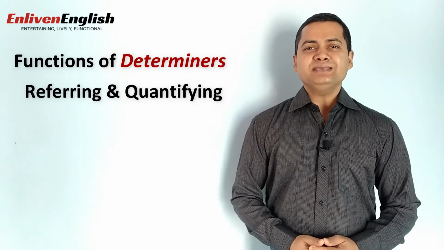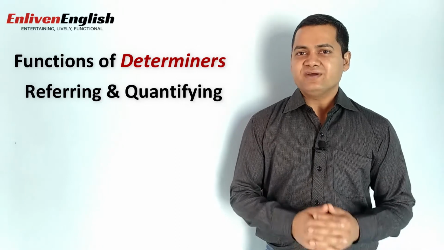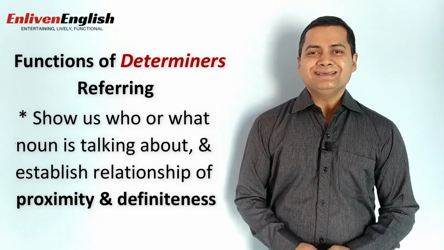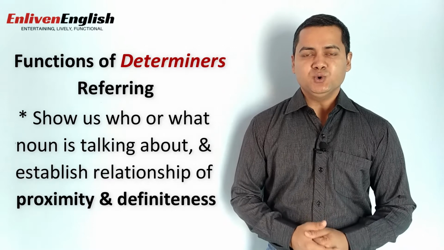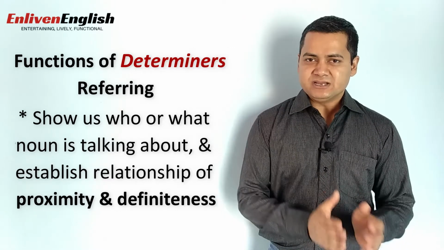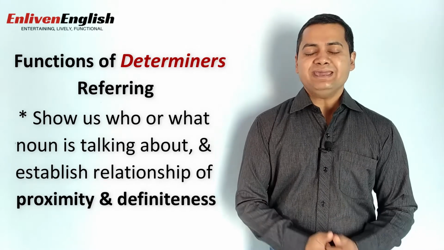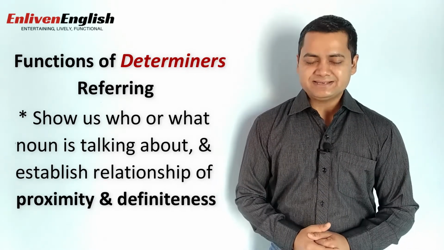With this, we can say that determiners have primarily 2 functions, that of referring and quantifying. When we say referring, it means determiners tell us who or what the noun is pointing to or talking about. Determiners in this case establish a relationship of proximity and definiteness. Let's understand this with the help of some examples.